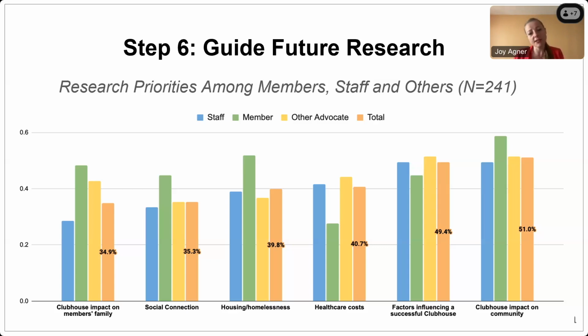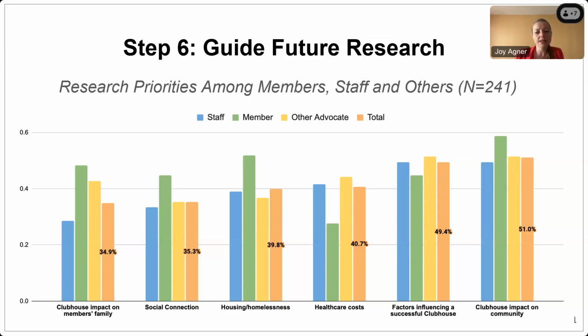Factors influencing a successful clubhouse. Maybe what's the impact of staff structure, or the size of the clubhouse, or funding, or how much consensus-based decision-making one clubhouse uses over another. There are many factors internal to Clubhouse that we could look at to see what's really making a clubhouse thrive versus the ones that are struggling more.